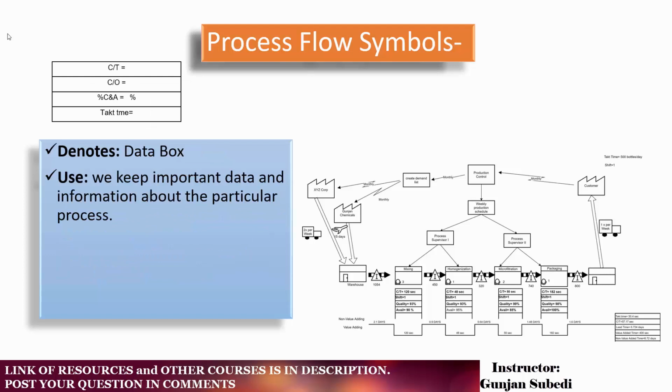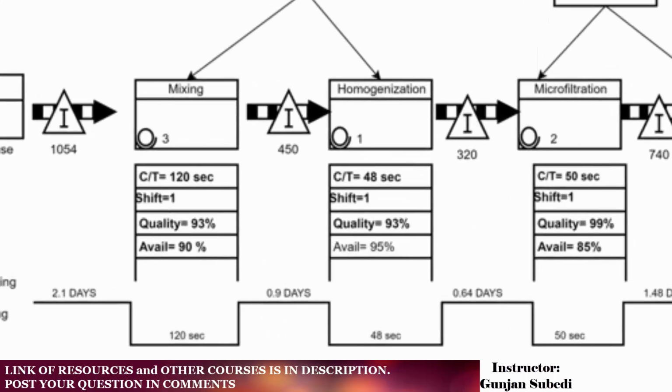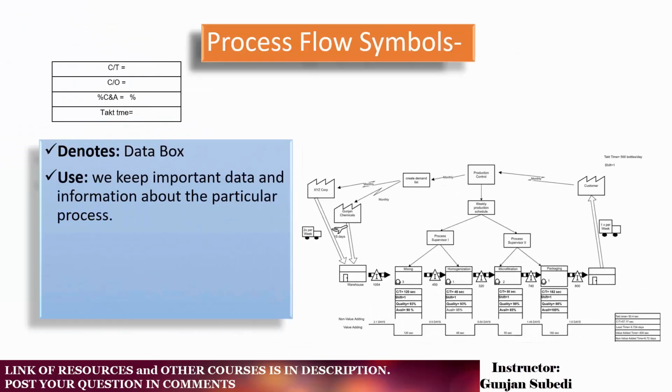One of the most important symbols that is used in the value stream map is this processing information box or data box. Here, inside this data box, we keep important data and information about the particular process. It may be yield, it may be the quality, it may be the time taken for the process to complete. The process data box is located just under the process icon to summarize the process activity.